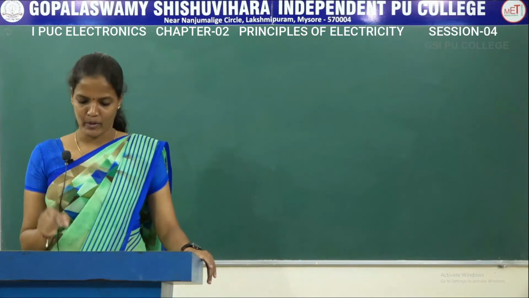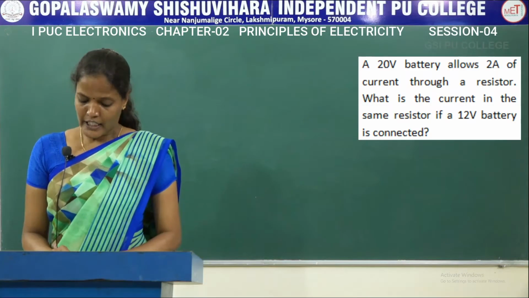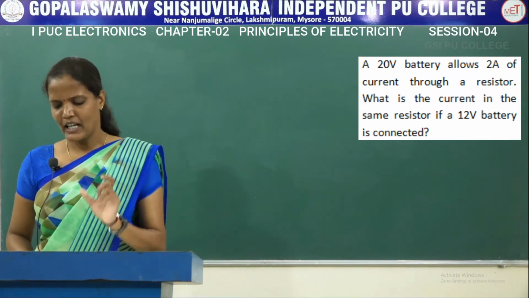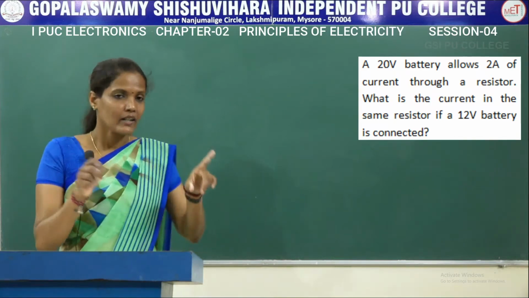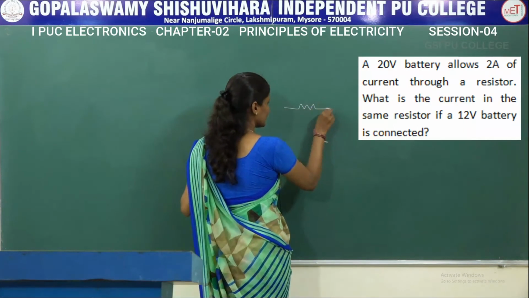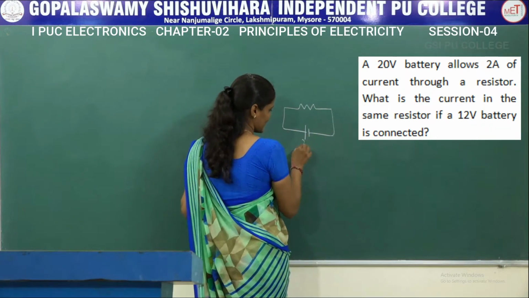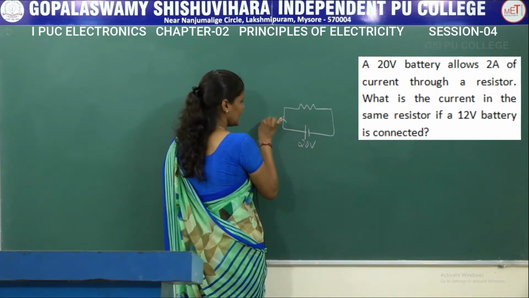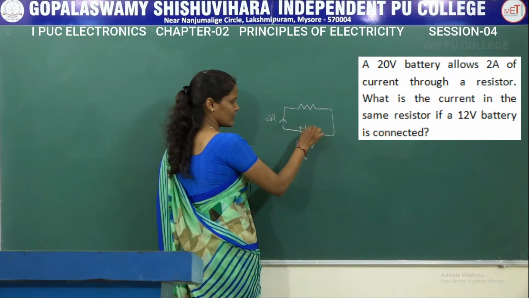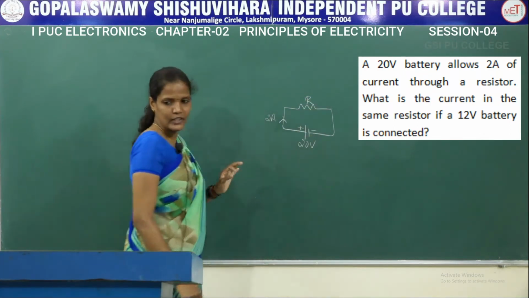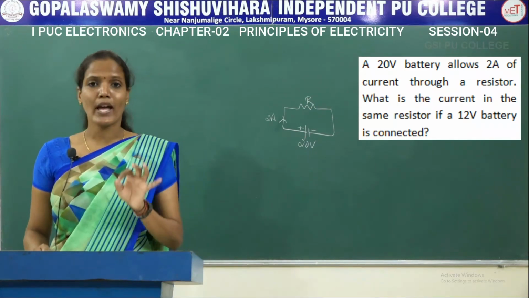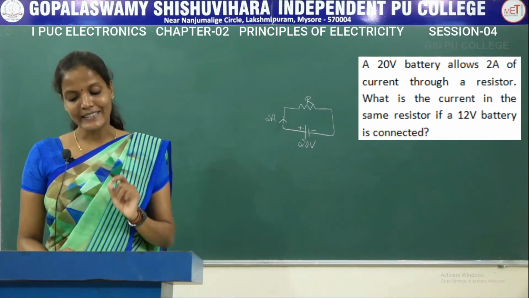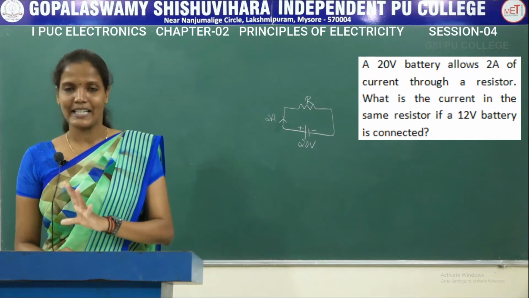Now we move on to the second problem, that is a 20 volt battery allows 2 amps of current through a resistor. We are having a resistor. Across that resistor a 20 volts battery is connected, which allows a current of 2 amperes to flow through this resistor. This is positive terminal, this is negative terminal, this is R. What is the current in the same resistor if a 12 volts battery is connected?